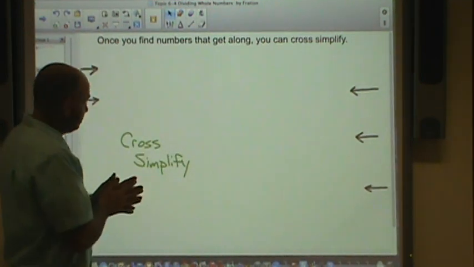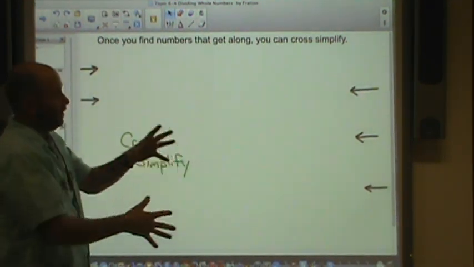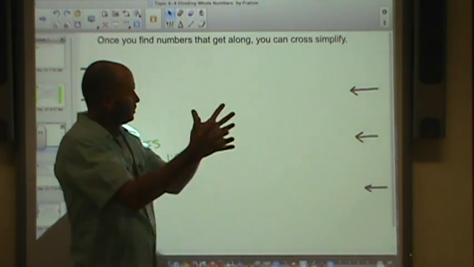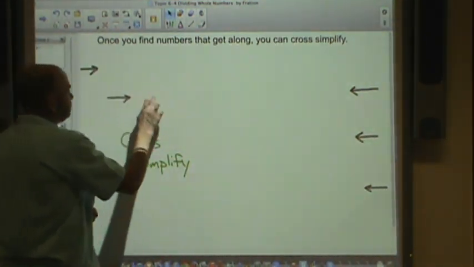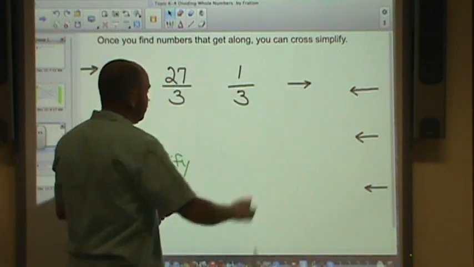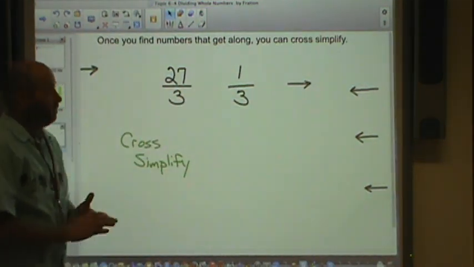Okay, now, keep that cross simplifying in mind as we go. Well, let's try one more. Let's try this one. See if you can cross simplify that set of numbers.